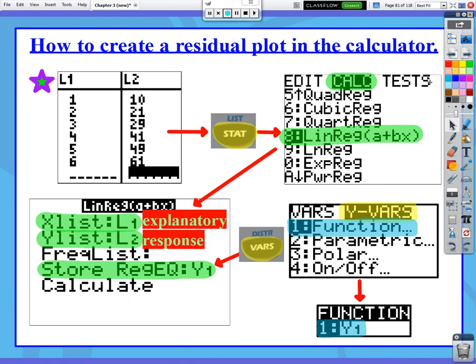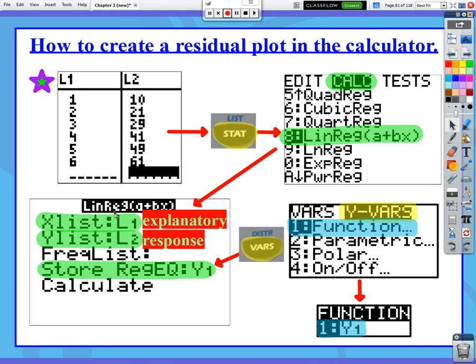Now, I'm going to quickly show you how to make a residual plot in your calculator. And I would say out of all the things we're going to cover in Chapter 3, this is the one that takes the most legwork in your calculator. So first off, you need to have your data in your lists in your calculator. List 1 is my explanatory, list 2 is my response. And then you need to go to Stat, over to Calc, and do our linear regression command.